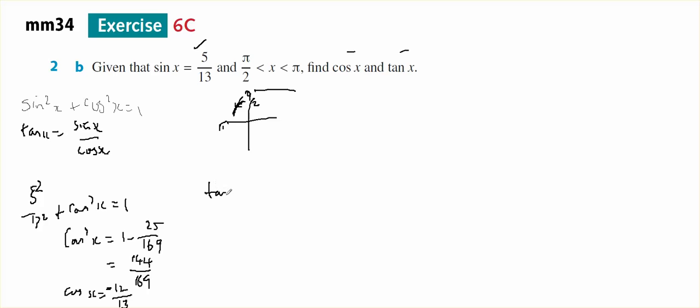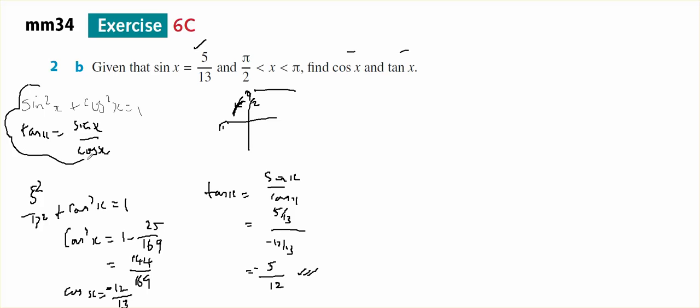And the tan of x is equal to the sine of x on the cos of x, and the sine of x I know is 5 on 13, and the cos is minus 12 on 13. That gives me an answer of negative 5 on 12. So that's using these two identities and the knowledge that we're in the second quadrant.